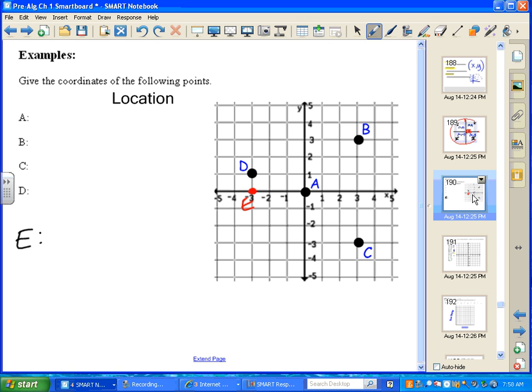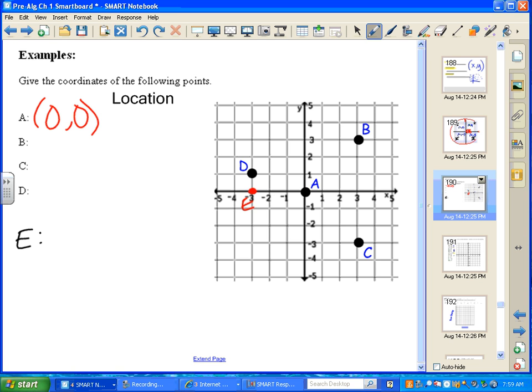Cool. All right, so on our notes, page 24, do you guys see that second graph? It looks just like mine, besides the letter E, but we'll get to that in a second. Okay, in your homework for tonight, it looks just like this. You need to identify what the ordered pair is, as well as the location. So A, Matt, what is the ordered pair for A? 0, 0.